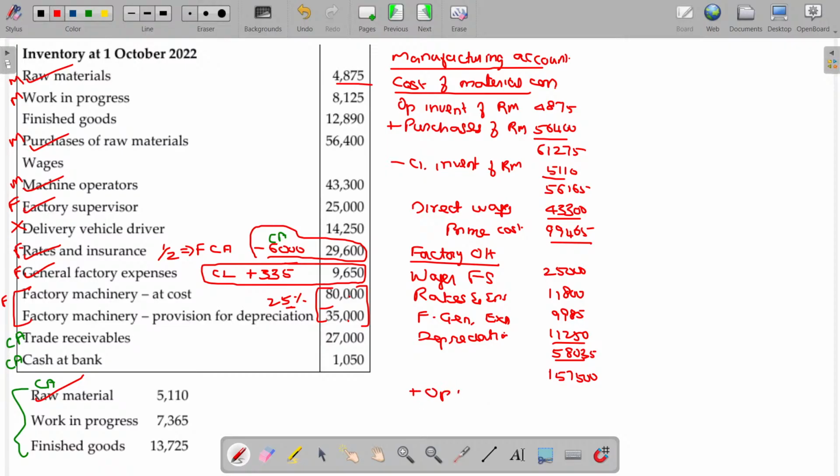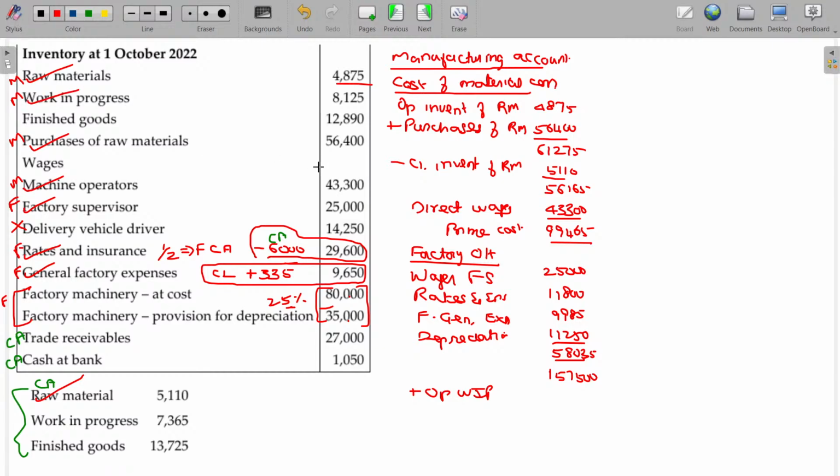Add opening work in progress with this. Opening work in progress being 8,125. 1,65,625. Less closing work in progress, you have to subtract that one, which is 7,365. Then finally you will get cost of production, 1,58,260.